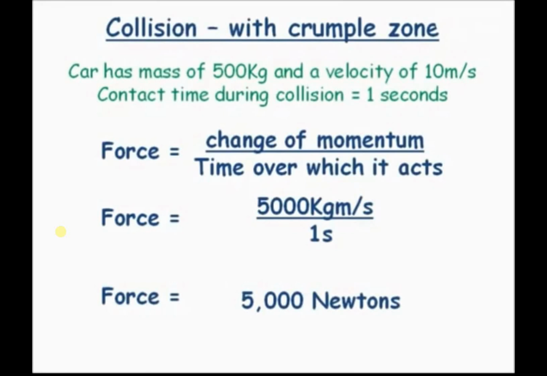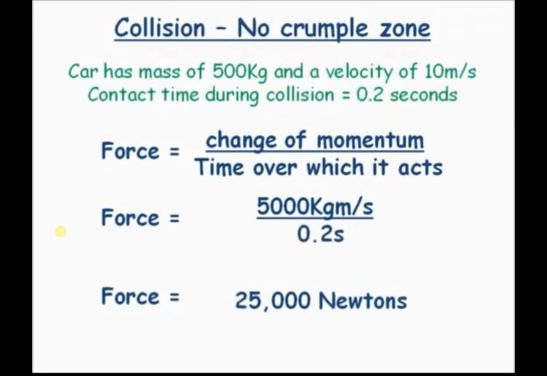So the car had a mass of 500 kilograms and a velocity of 10 meters per second. In the first collision, when the car had a crumple zone, the car and the wall were in contact for 1 second. So if we put those numbers into the formula, we can see we get a force of 5,000 newtons. Now let's look at the second collision.